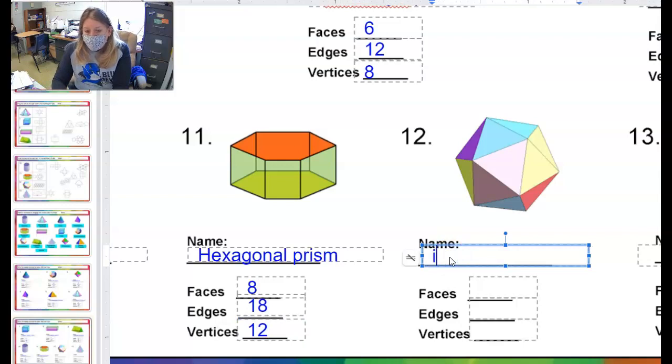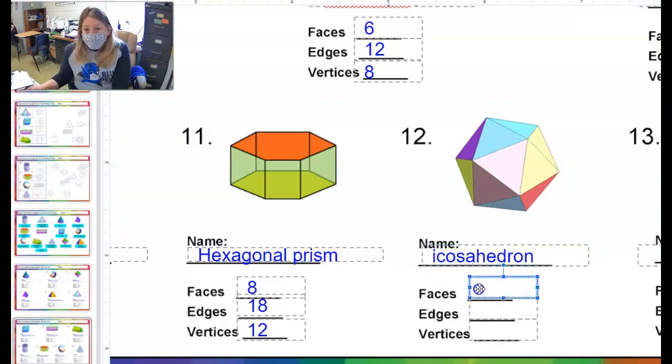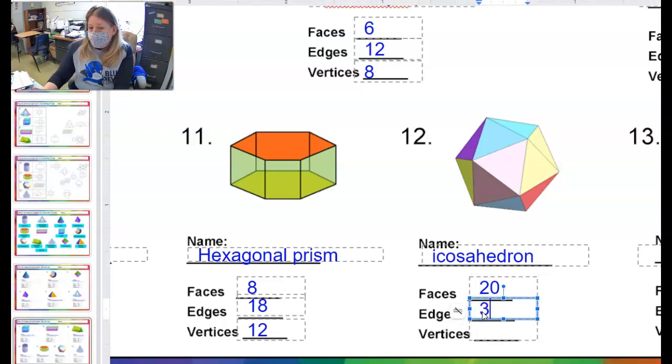And this one is that icosahedron that I messed up before, right? So it was 20 faces, 30 edges, and 12 vertices.